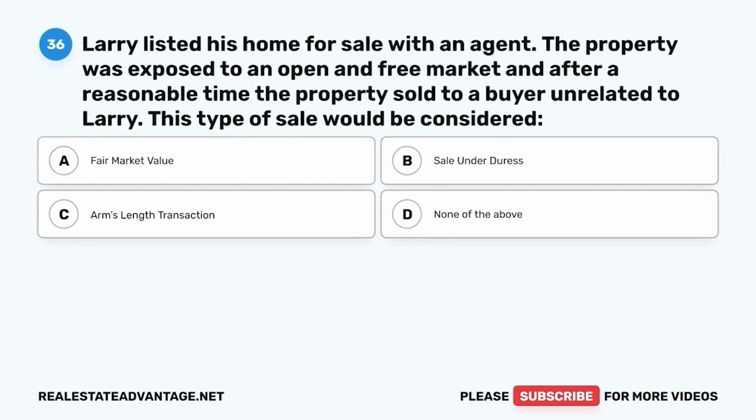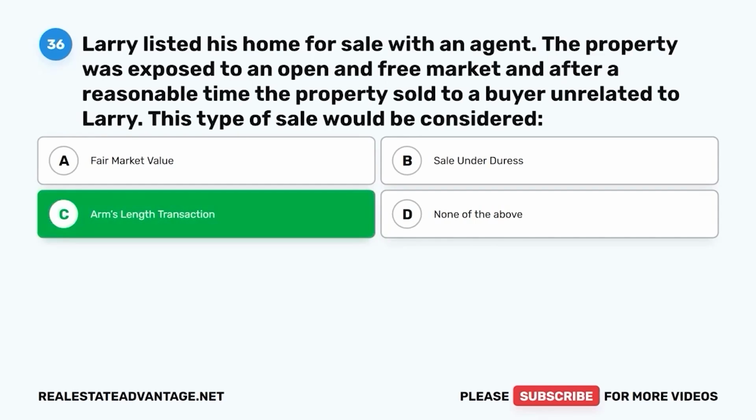The property was exposed to an open and free market, and after a reasonable time, the property sold to a buyer unrelated to Larry. This type of sale would be considered A. Fair market value, B. Sale under duress, C. Arm's length transaction, D. None of the above. The correct answer is C.